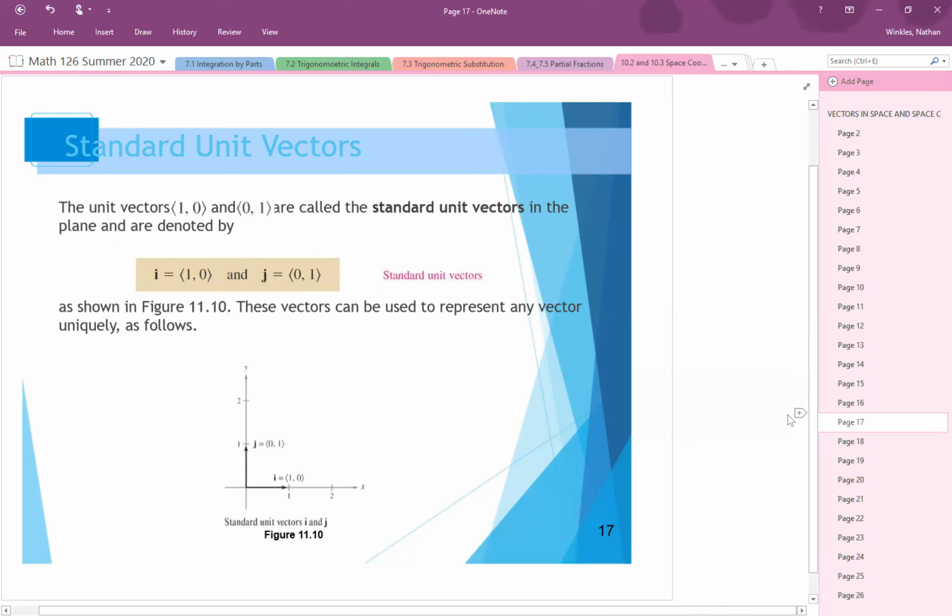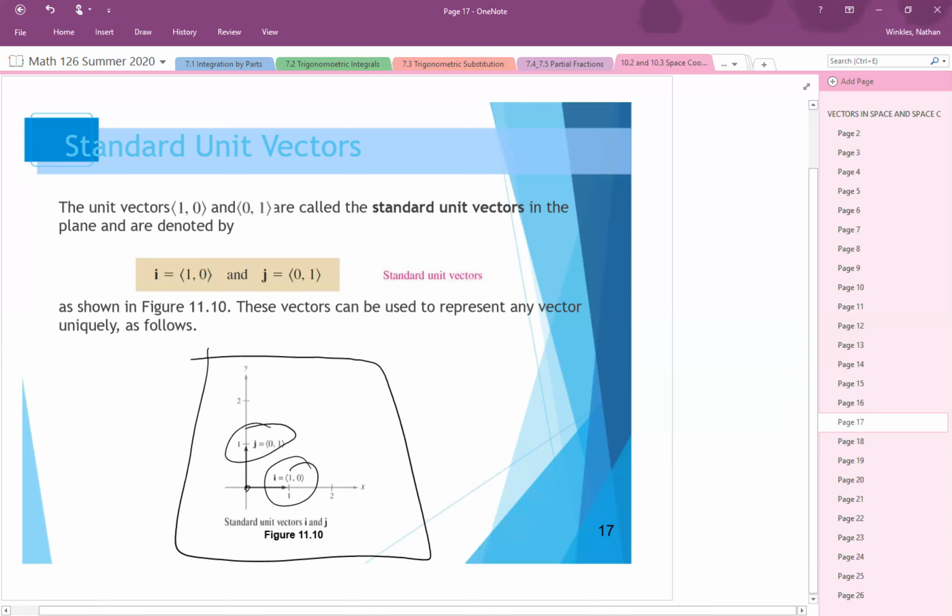The unit vectors 1, 0 and 0, 1 are called the standard unit vectors in the plane and are denoted by i equals 1, 0 and j equals 0, 1. If we notice in this figure down here, it tells us how we can find it. They're both starting at 0, 0. i goes on the x-axis, j goes on the y-axis. So you can always think about your vectors as i and j, or i, j, k if we go into 3D or whatever.